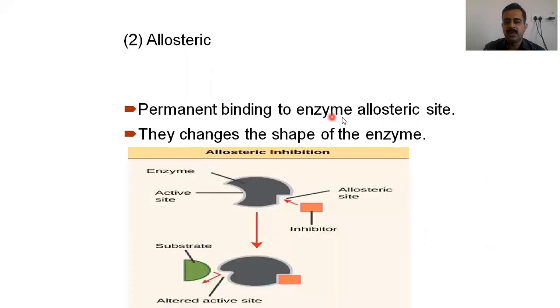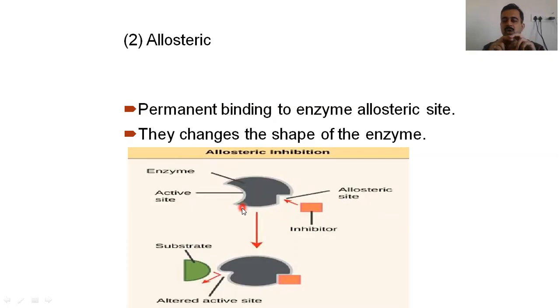Allosteric: permanent binding to the enzyme's allosteric site. Other than the catalytic site, there is another site called the allosteric site. See here, the enzyme is there. This is the active site of the enzyme, and this is the allosteric site of the enzyme. Once the inhibitor binds to the allosteric site, it will modify the active site of the enzyme.